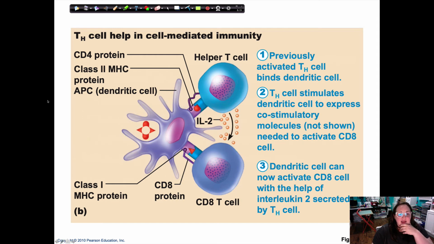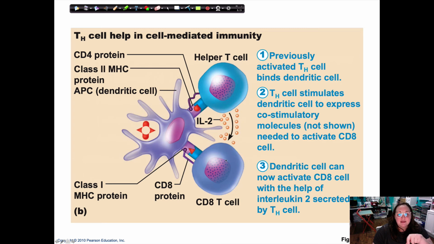So here we have a dendritic cell, and it's got a viral antigen in it, and it is presenting this to the CD8 T cell. But when it presents it, the CD8 T cell does not become activated. It'll only become activated when the helper T cell also binds to the dendritic cell.